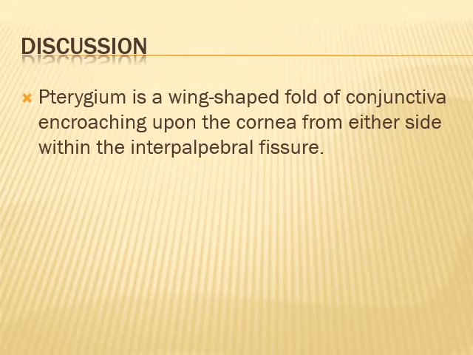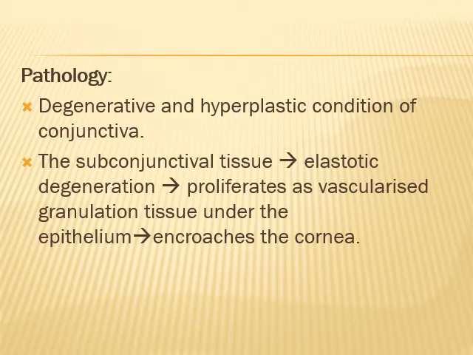Discussion. So what exactly is pterygium? Pterygium is a wing-shaped fold of conjunctiva encroaching upon the cornea from either side within the interpalpebral fissure. Pathology: it is a degenerative and hyperplastic condition of the conjunctiva. Subconjunctival tissue undergoes elastotic degeneration and proliferates as vascularized granulation tissue under the epithelium, which ultimately encroaches over the cornea. In this case, the corneal epithelium, Bowman's layer, and the superficial stroma are all destroyed.